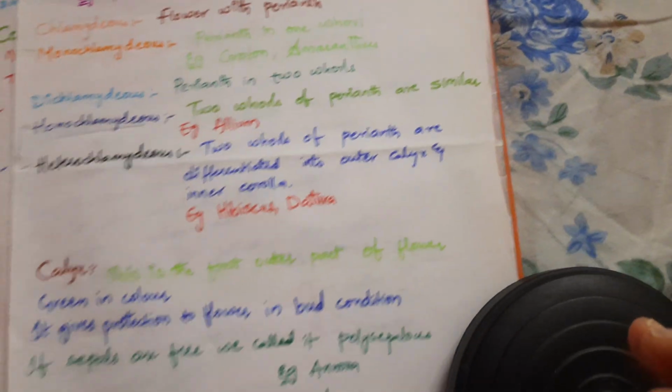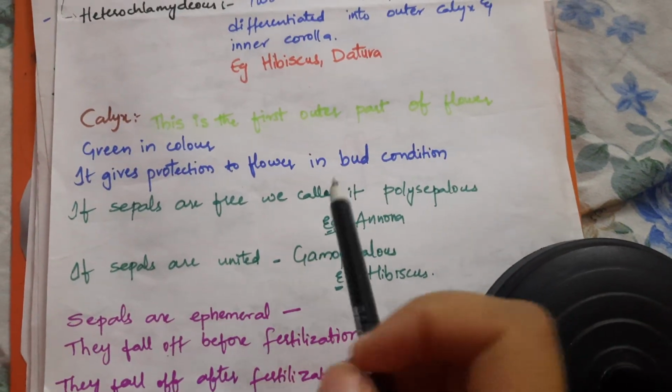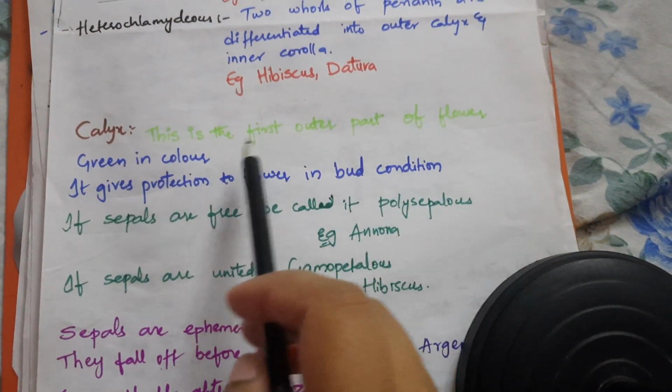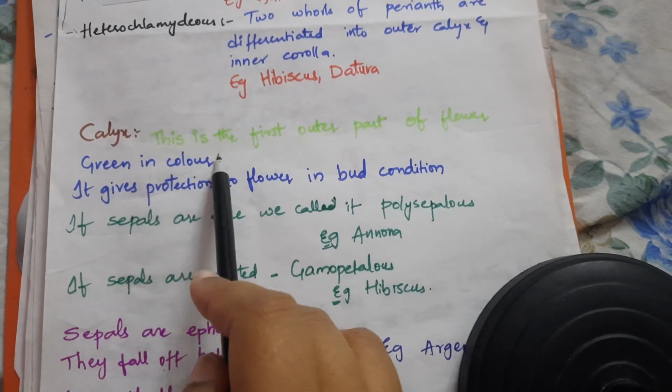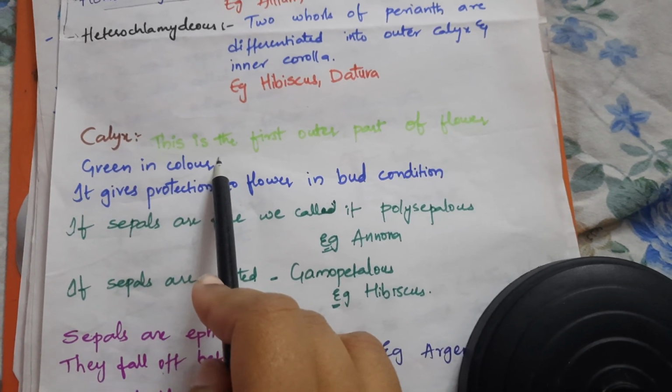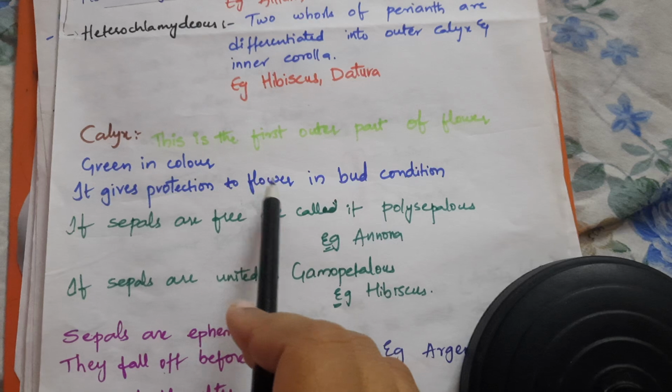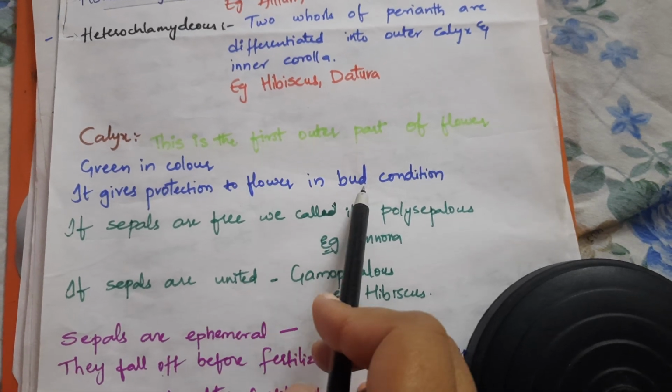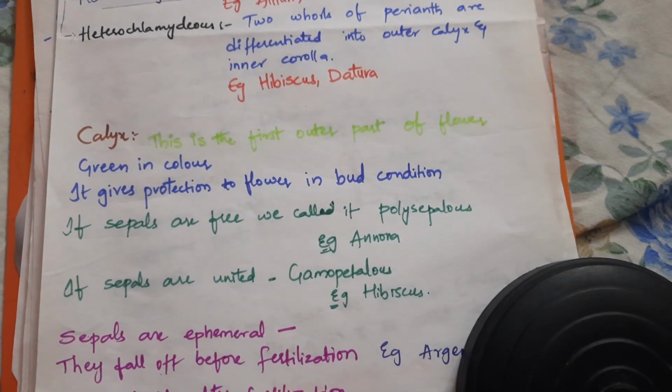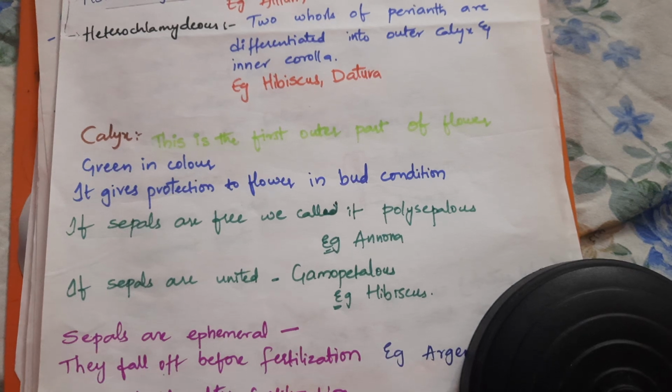Okay, so here, what is sepal? It is the first outer part of the flower. Generally it is green in color. What is the main function? It gives protection to the flower in the bud condition.